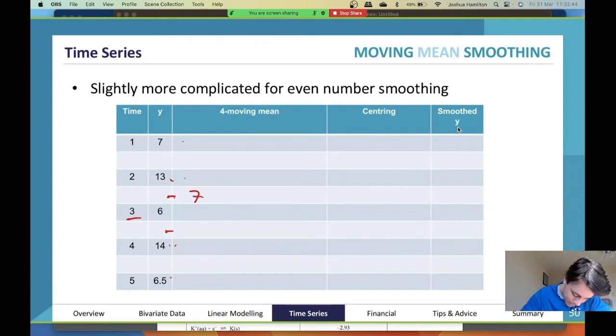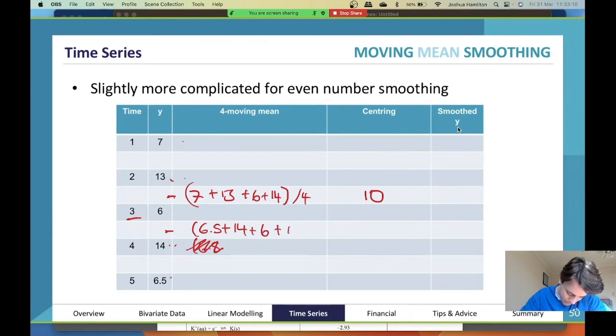I'm going to add 7 plus 13 plus 6 plus 14. I'm going to then go ahead and divide it by 4. Now, I get 20, 20. The answer there is 10 because that's 20 and that's 20. Now, for this one, I'm going to go 6.5 plus 14 plus 6 plus 13, divided by 4. I get 39.5 divided by 4, which I think will be 9.75. But we'll just check. It was 39.5 divided by 4, which is 9.875, sorry. 9.875.